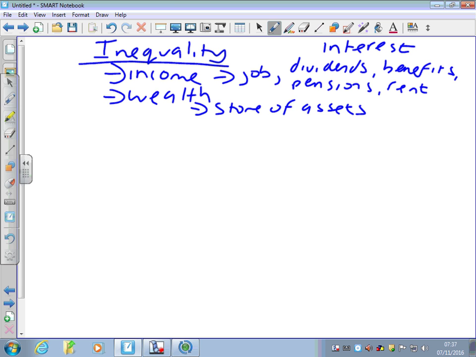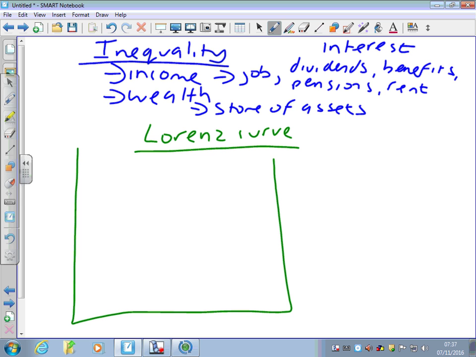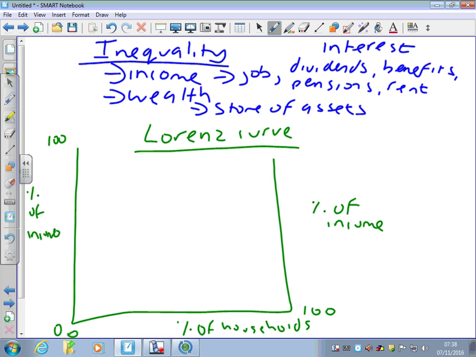Now, to measure inequality, we can draw something called a Lorenz curve. What a Lorenz curve will have is axes like this. On the bottom axis, we're going to have percent of households, going from 0 to 100. Then on this axis, we have percent of the income, and again that's 0 up to 100. This vertical axis we have on both sides, percent of income, again 0 up to 100%.